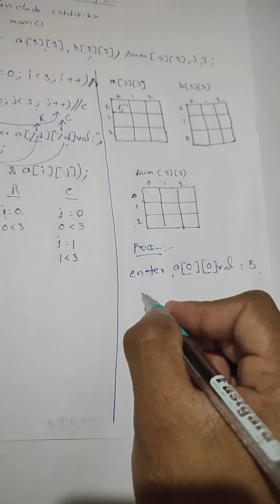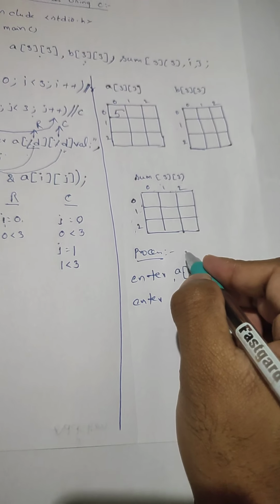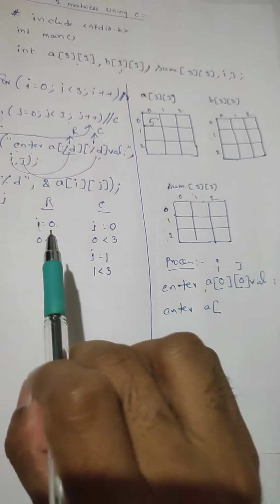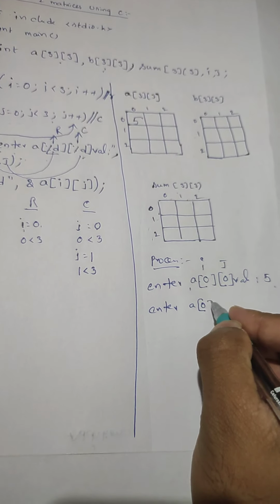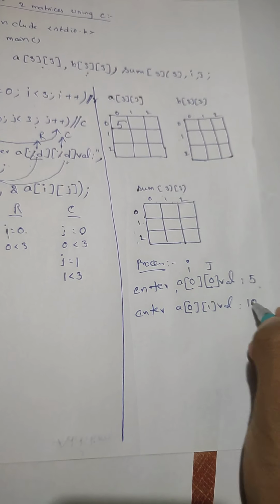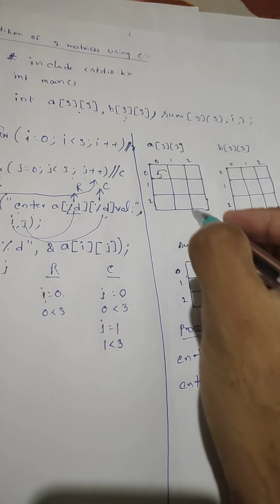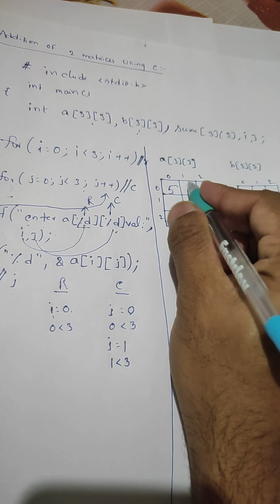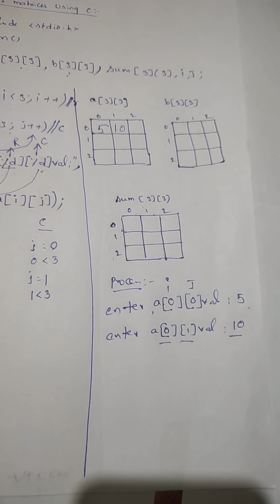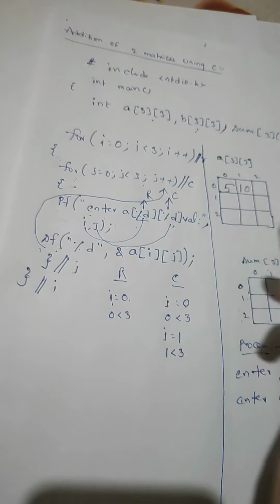At that time the statement is displayed like this: Enter a of i, j. What is the value of i? The i value is the same, 0, and the j value is 1. Here I am inserting the value 10. In which location is the 10 stored? In the 0th row, first column, a of 0 1. So here 10 is stored.